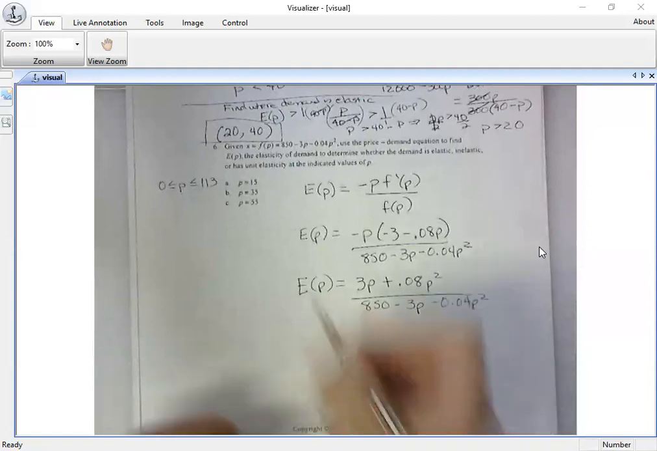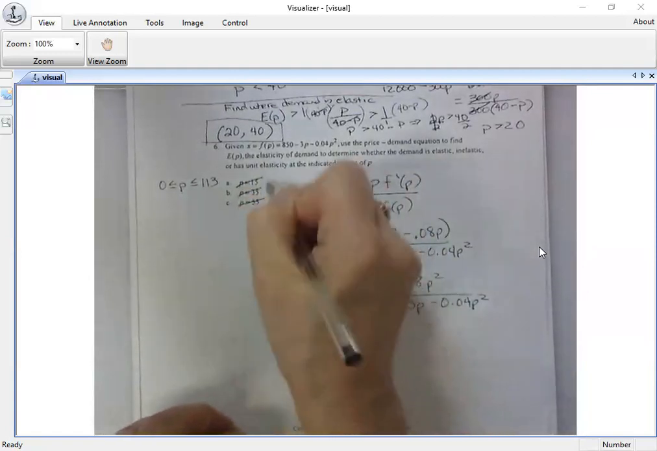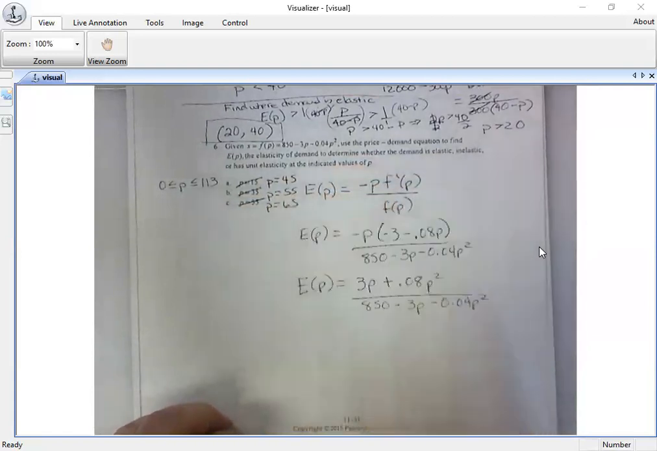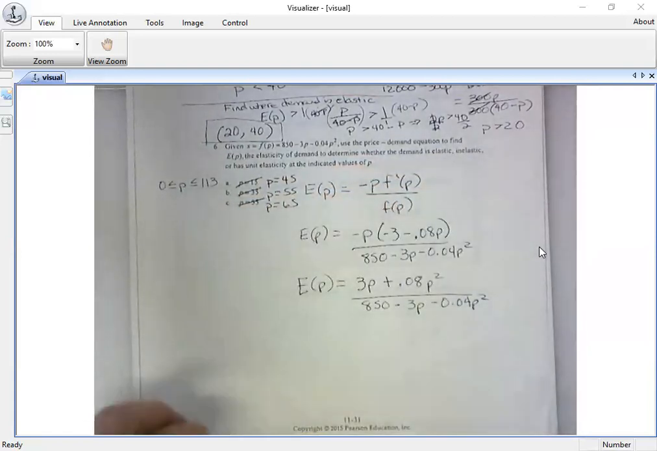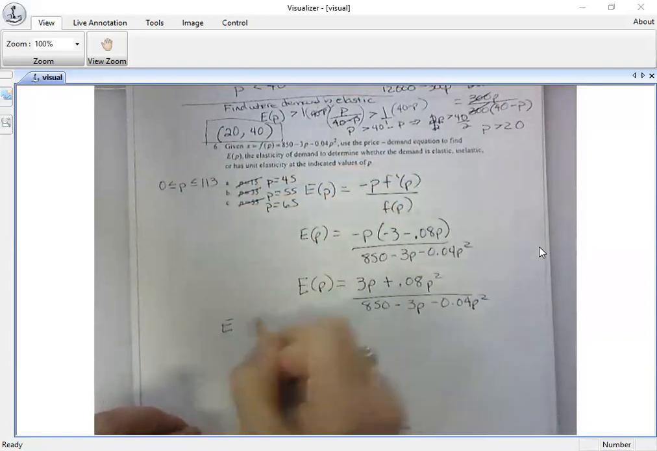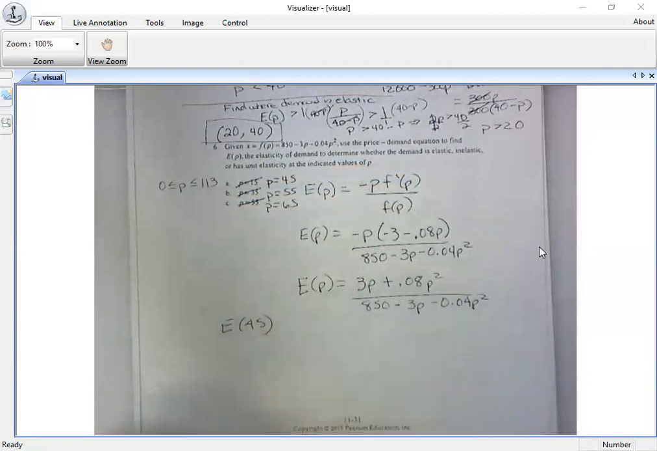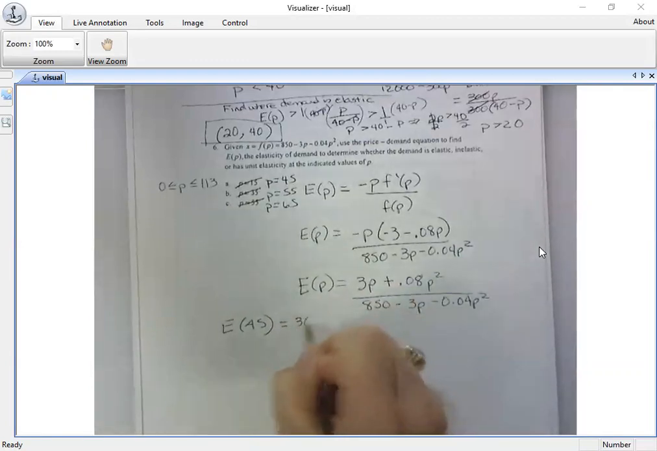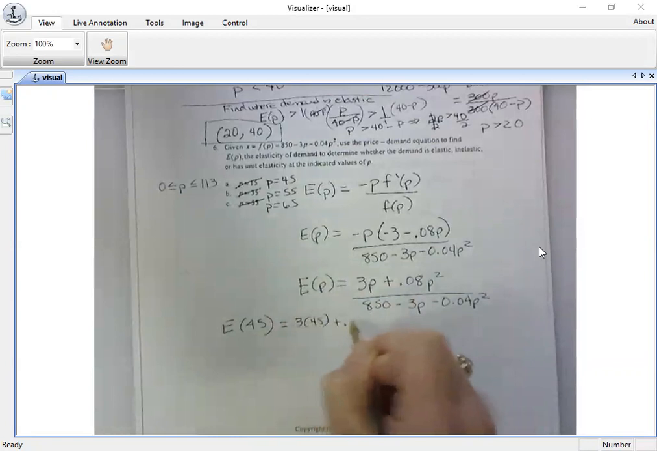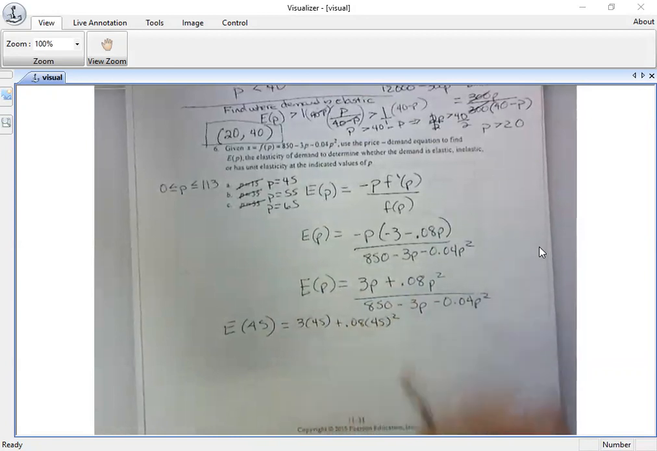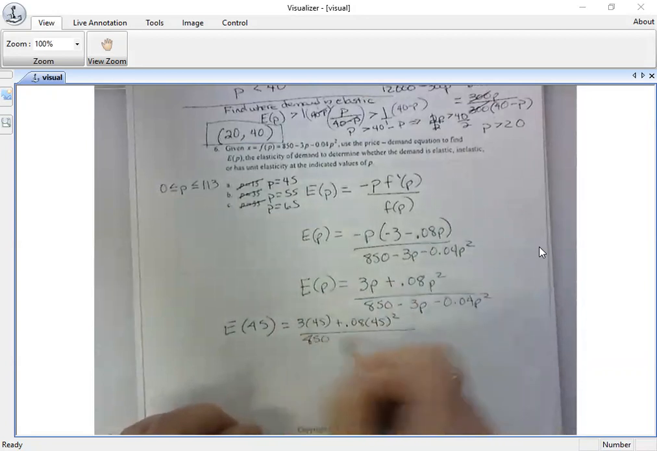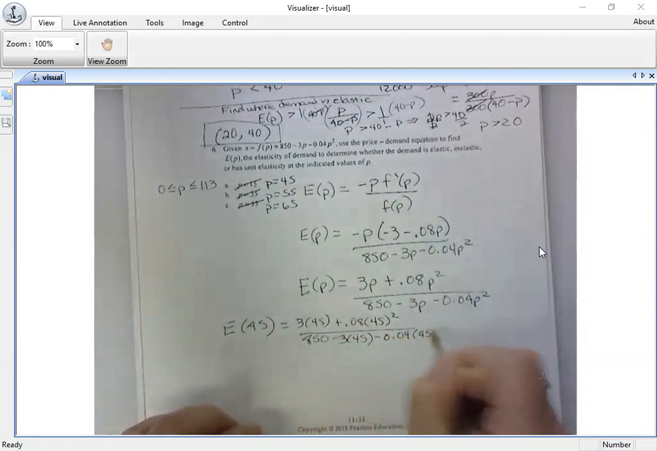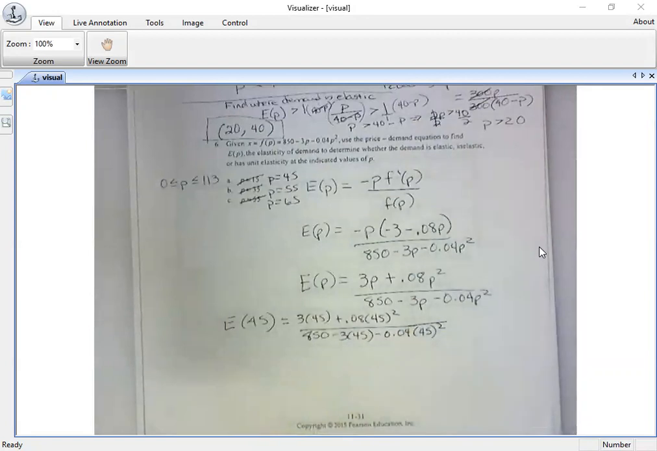Now, here's how I want you to modify these numbers. We're going to do it with P equals 45, P equals 55 and P equals 65. Okay? So let's see what happens if we use a price of 45. That's going to be 3 times 45 plus 0.08 times 45 squared, over 850 minus 3 times 45 minus 0.04 times 45 squared.